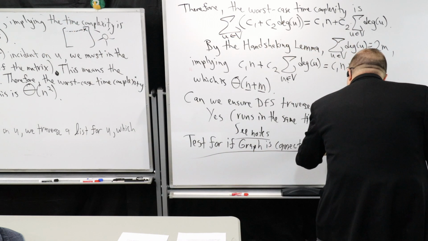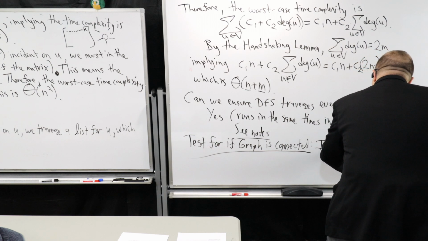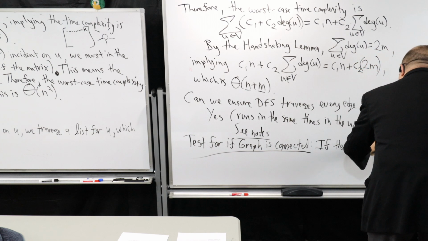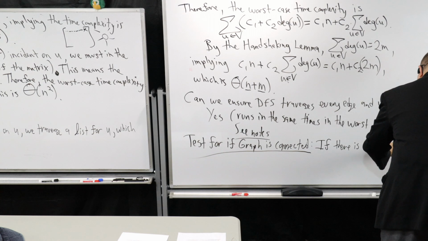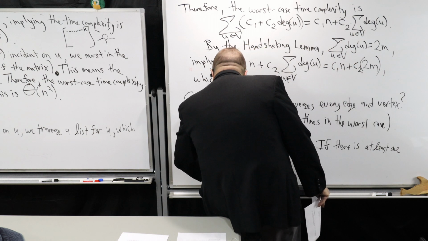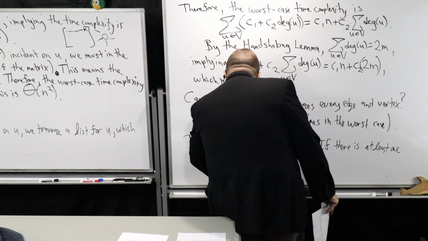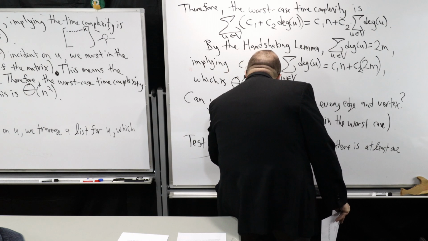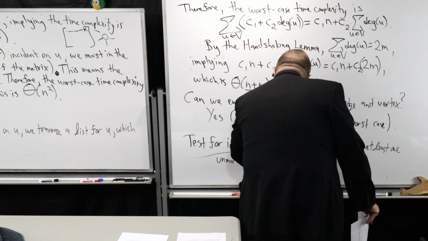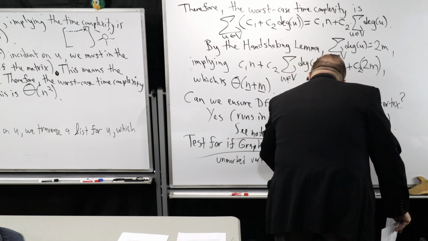So I'm going to say if there is at least one unmarked vertex, G is not connected.